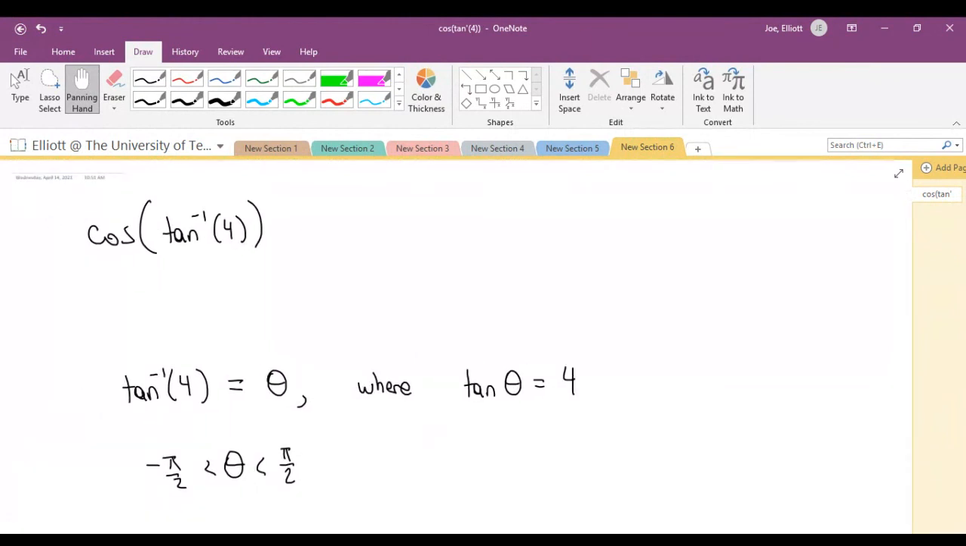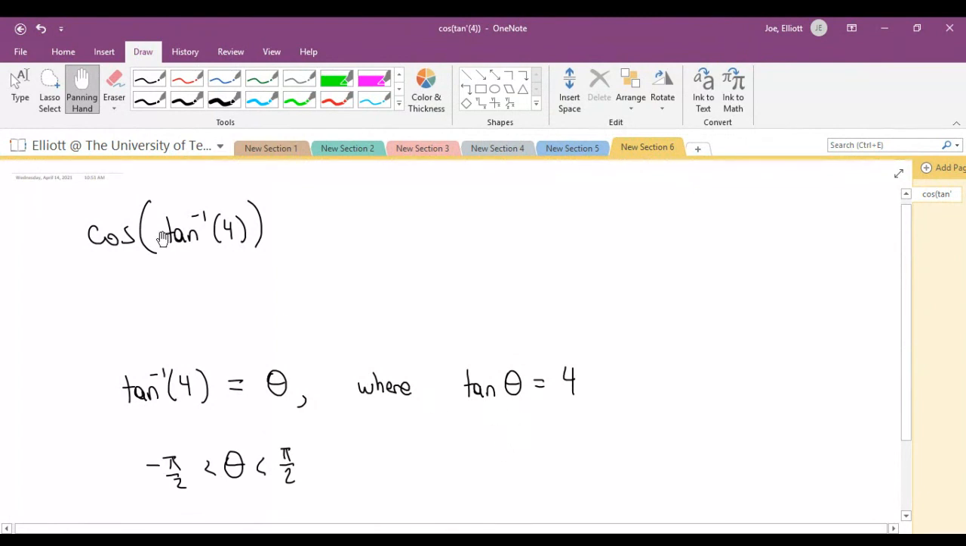Okay, now, for some of these types of problems, based off your knowledge of tangent, you might immediately know what the angle would be, if it were one of those nice angles, like pi over 3 or pi over 4 or pi over 6. But 4 was not one of the nice values of tangent. So therefore, we don't know exactly what this angle theta is that will satisfy this equation, because it's just not one of the nice angles that we know.